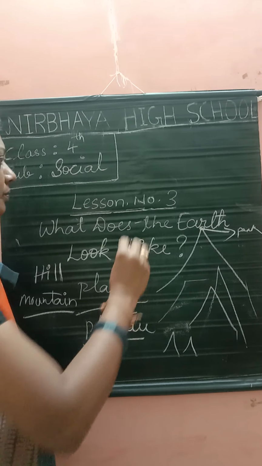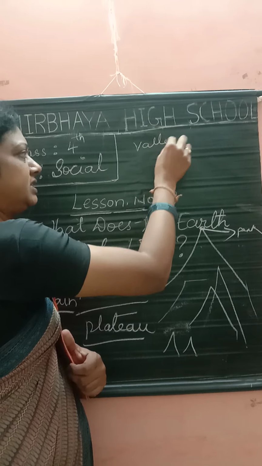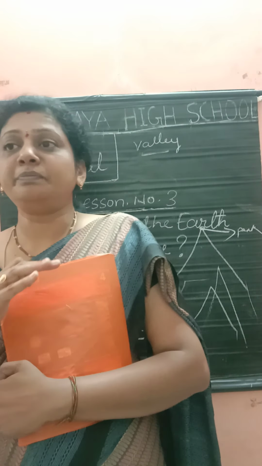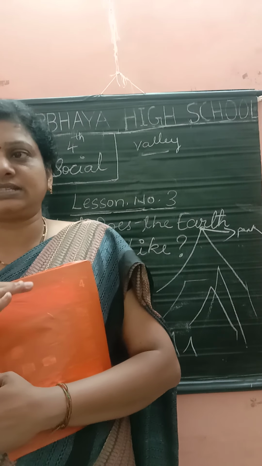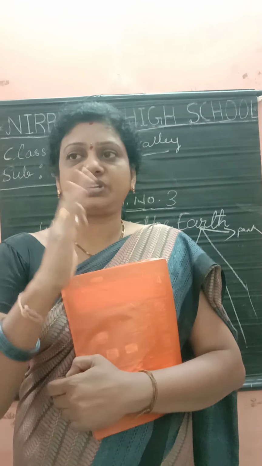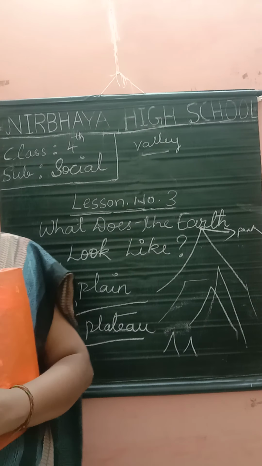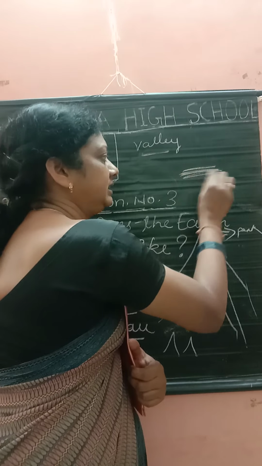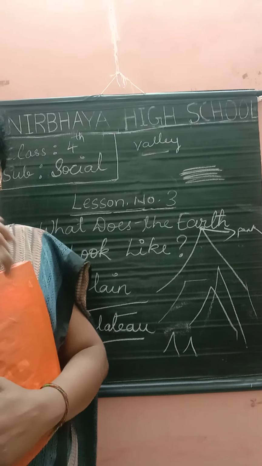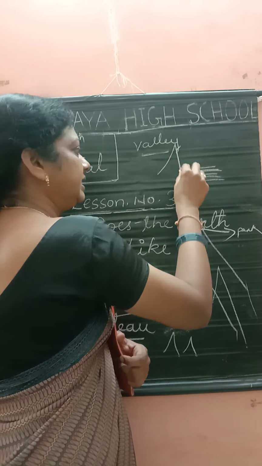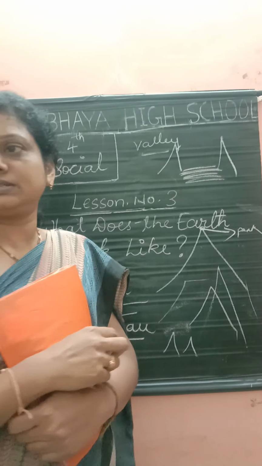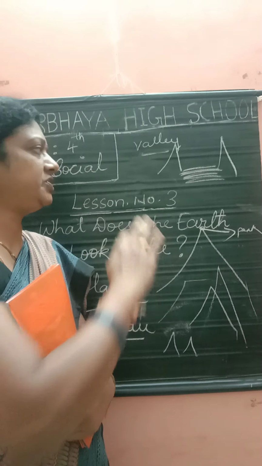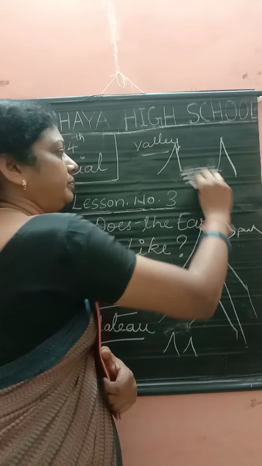The next one is valley. A valley is a land between hills or mountains. It is usually V-shaped. It is a land between the hills or mountains, and it is usually V-shaped.